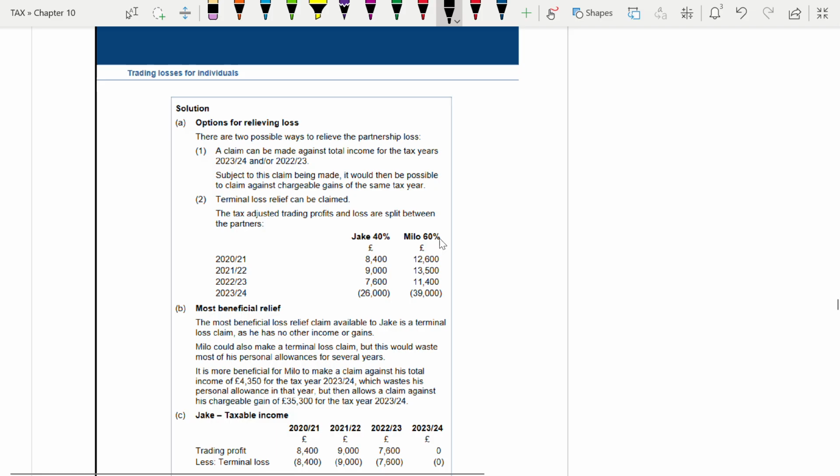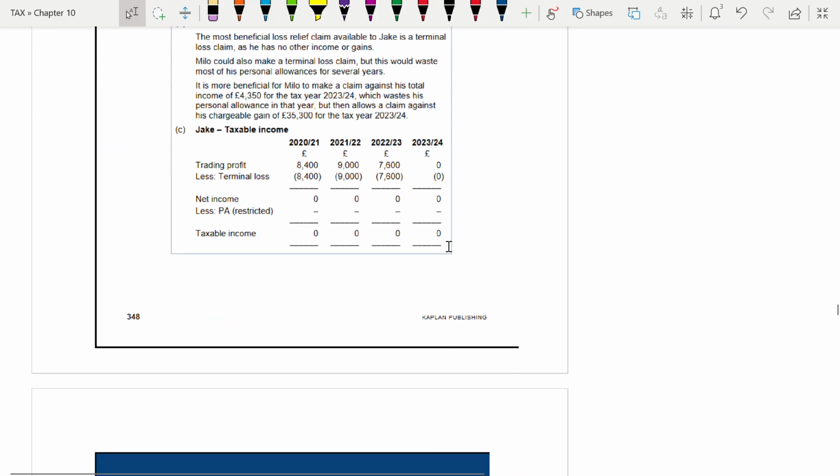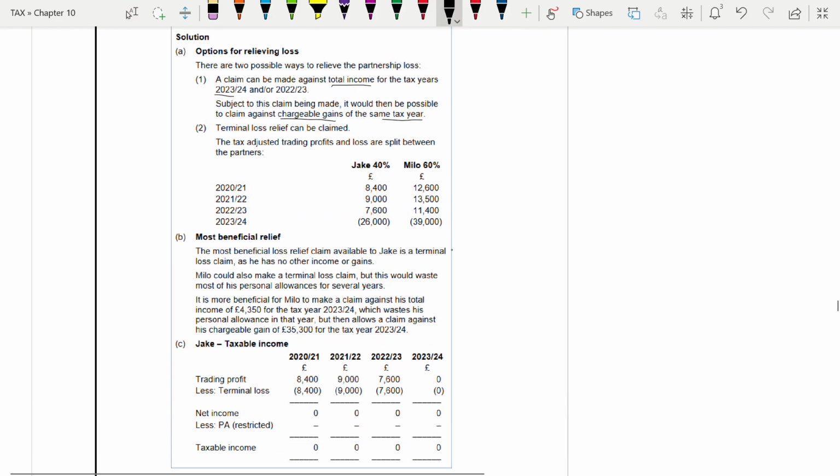There are two possible ways to relieve the loss. A claim can be made against total income for the tax years. Subject to this claim being made, it may then be possible to charge it as taxable income in the same year. This is ABC. This much is the answer. That's all they say.